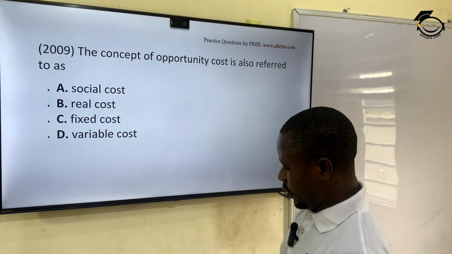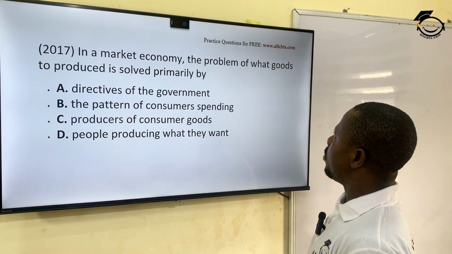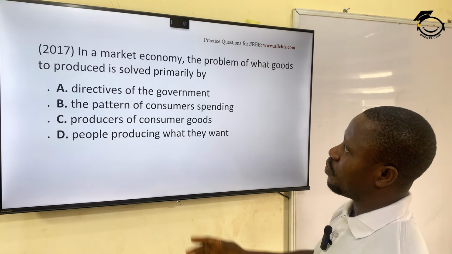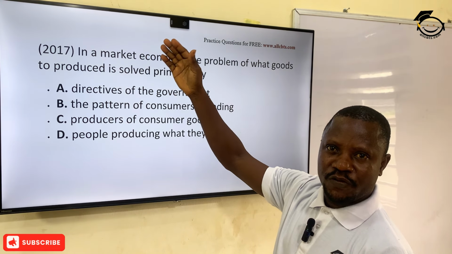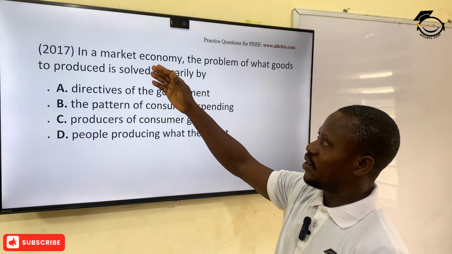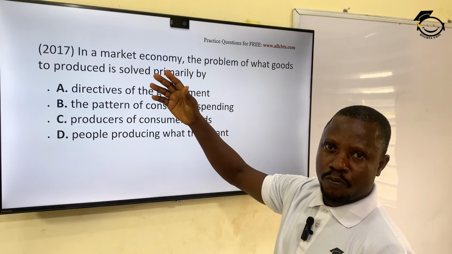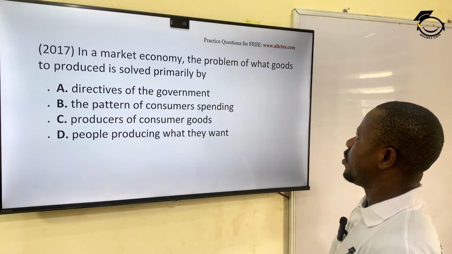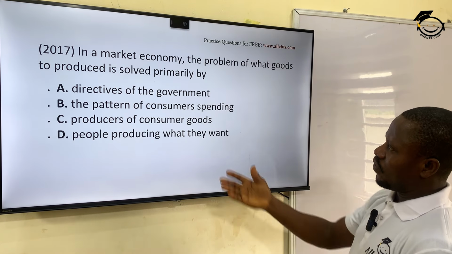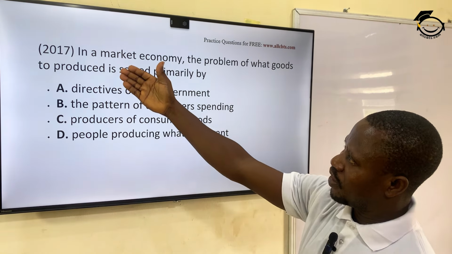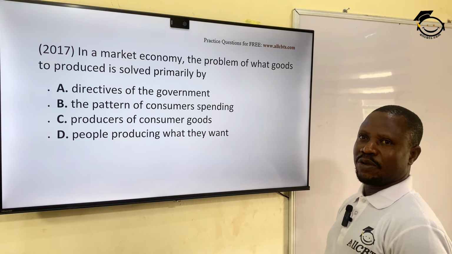Very well. The next question. In a market economy, the problem of what goods to produce is solved by... What is a market economy? We mentioned that earlier. It is a laissez-faire economy, free enterprise economy, capitalist economy, liberal or open economy, right? I've explained that it is controlled by private individuals. I think the question is repeated in another year. The answer is what? The pattern of consumers' spending.